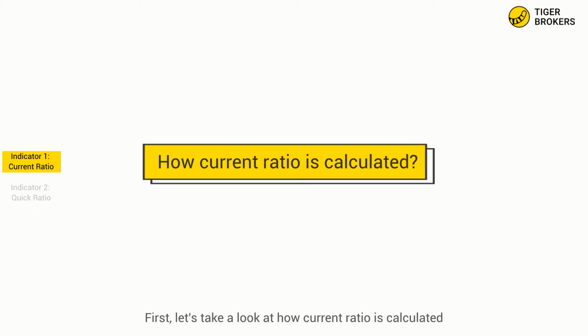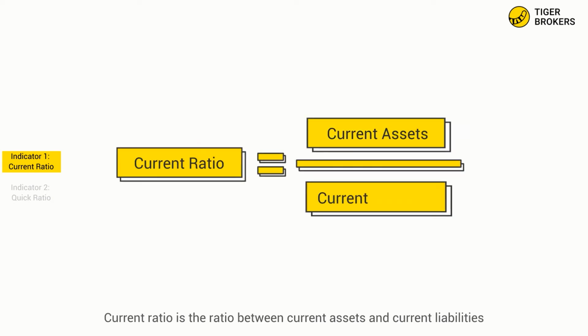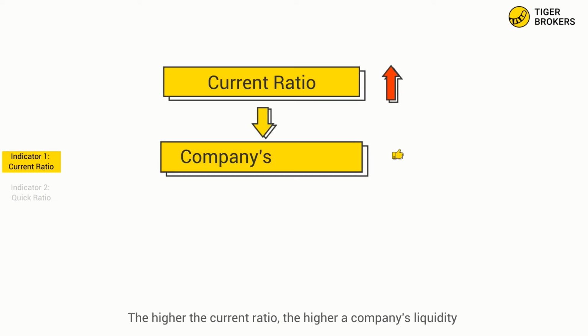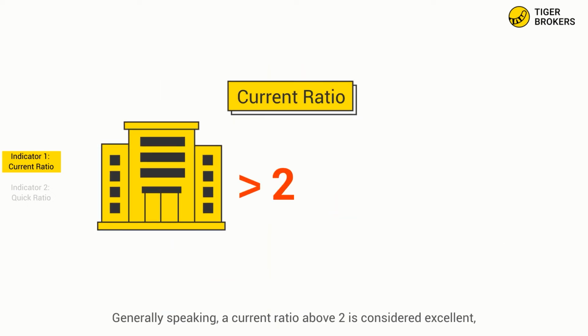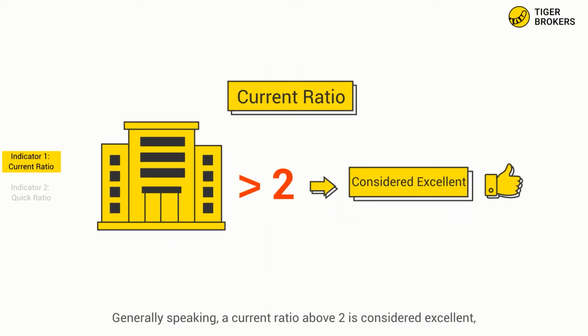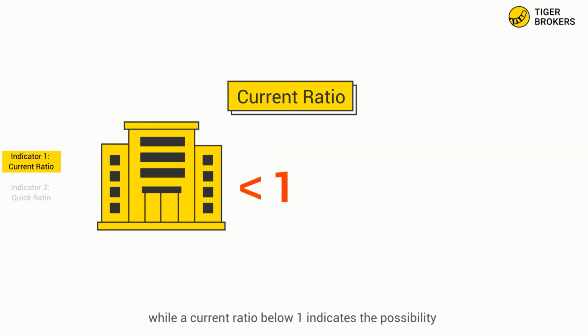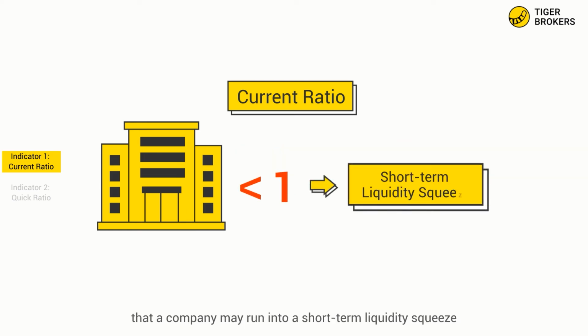First, let's take a look at how current ratio is calculated. Current ratio is the ratio between current assets and current liabilities. The higher the current ratio, the higher a company's liquidity and the greater its ability to pay off its current liabilities. Generally speaking, a current ratio above 2 is considered excellent, while a current ratio below 1 indicates the possibility that a company may run into a short-term liquidity squeeze.